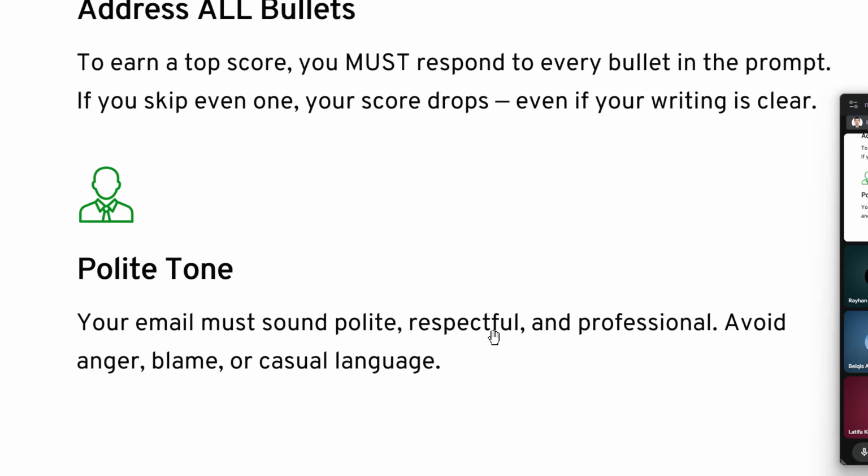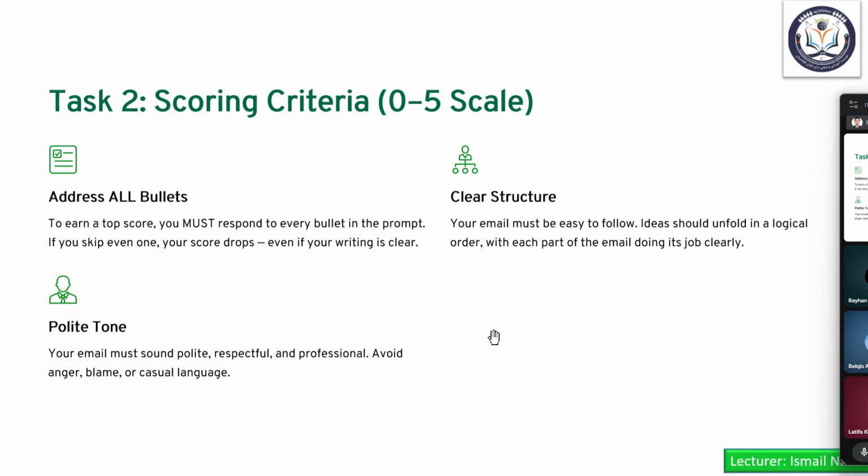We should avoid using any angry or emotional language to blame someone for something, to say it's just because of you, or this problem has occurred because of so and so. Blaming, making an angry emotional tone, or using casual and informal language really decreases our scores in the writing section. So this is the third important thing in the scoring criteria. They will check it.